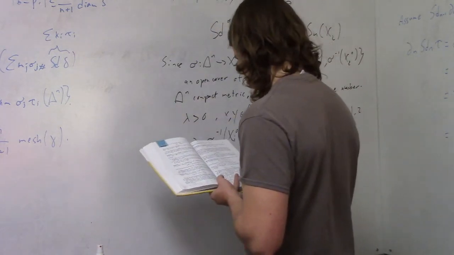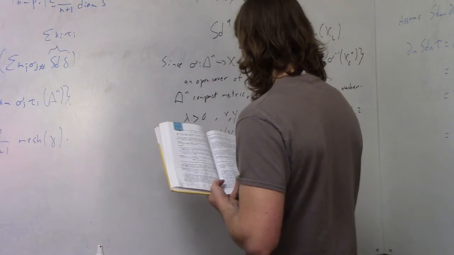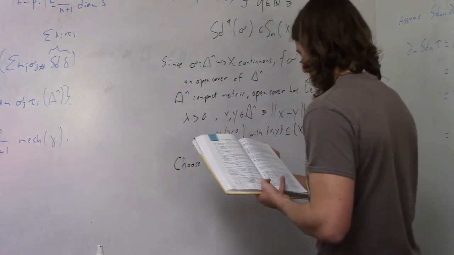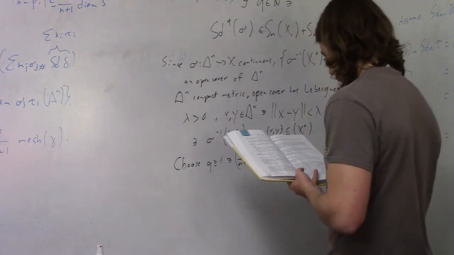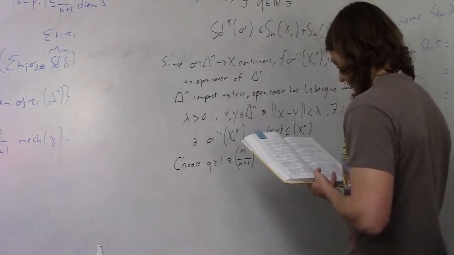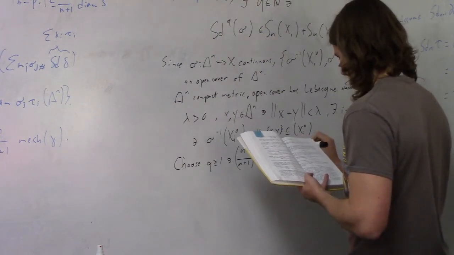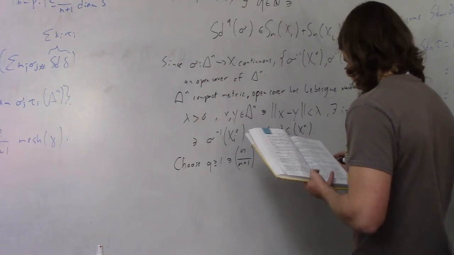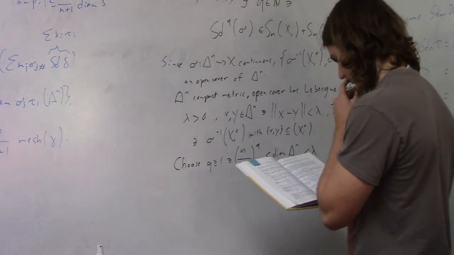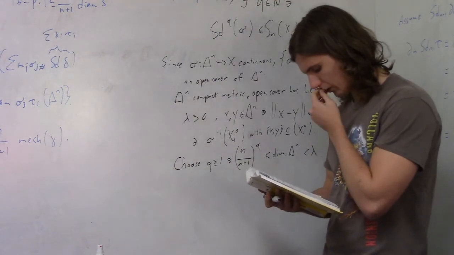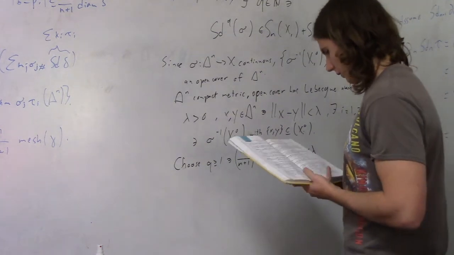So we choose q, you can probably see where this is going, very analysis-y, such that n over n plus 1 to the q times the diameter is less than lambda. Okay, we're good, which we can do because this goes to zero.